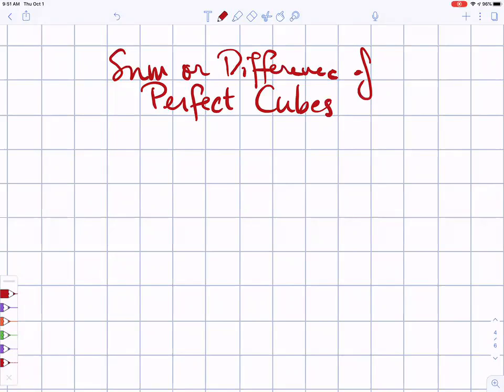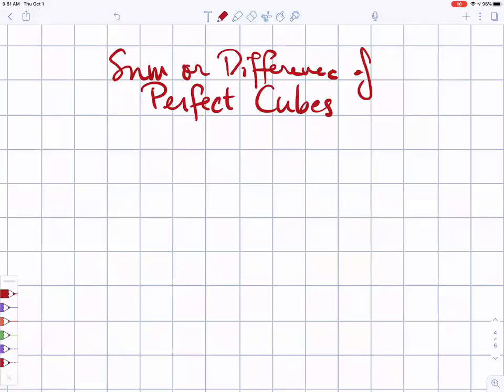What about negative 8? Negative 2 times negative 2 times negative 2. So negative 8 is a perfect cube. Negative 1 is a perfect cube. Negative 27 is a perfect cube. I won't go too far, but what's one perfect cube above 27?